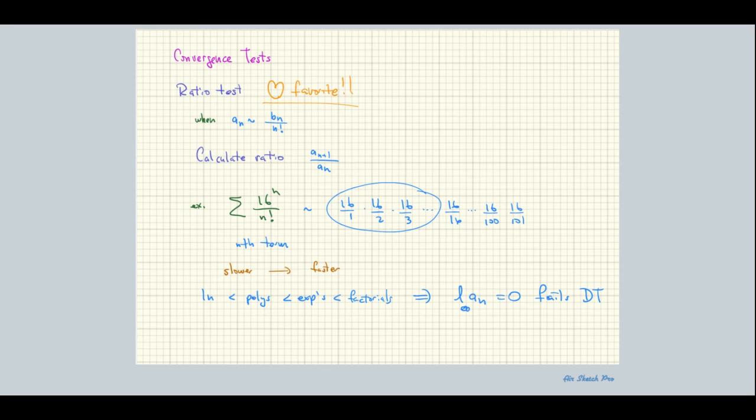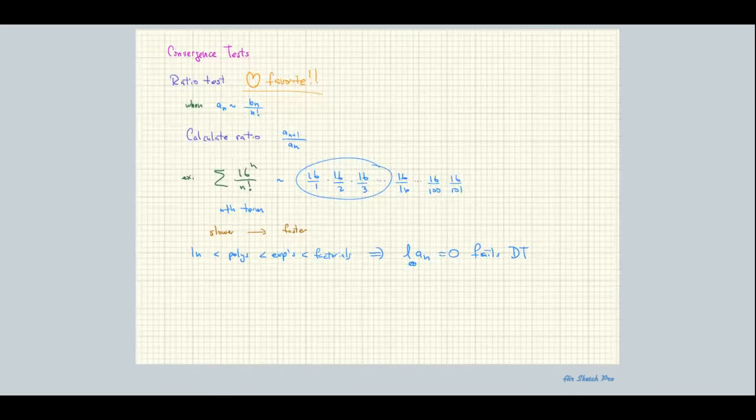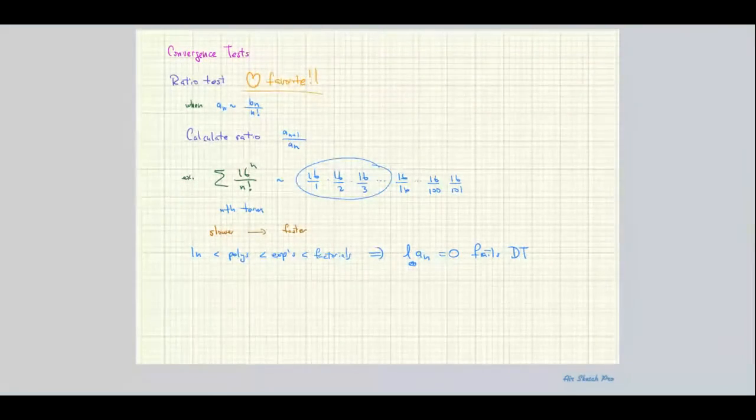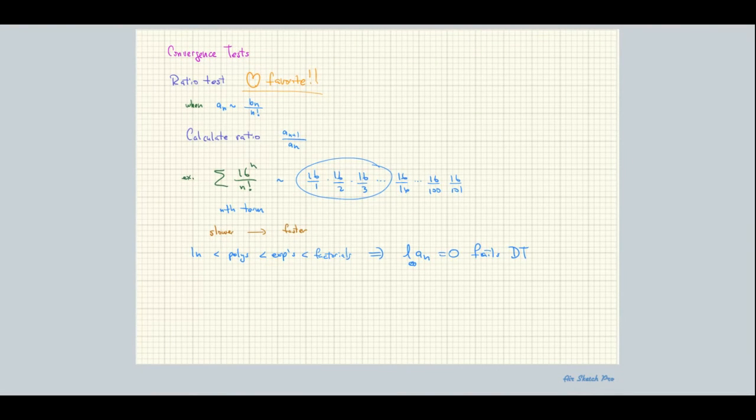So there we are. Now, slower, faster. So let's go ahead and calculate the ratio here. Now I'm going to calculate the ratio, and for the ratio, what I'm going to look at is the n plus 1th term divided by the nth term.